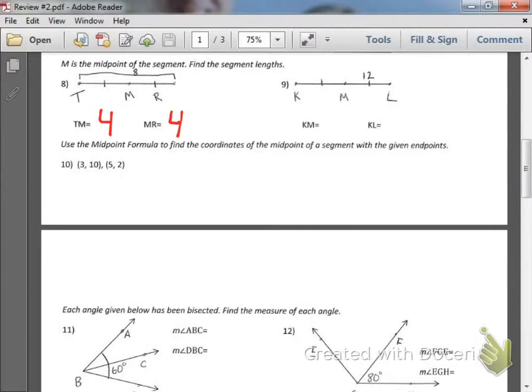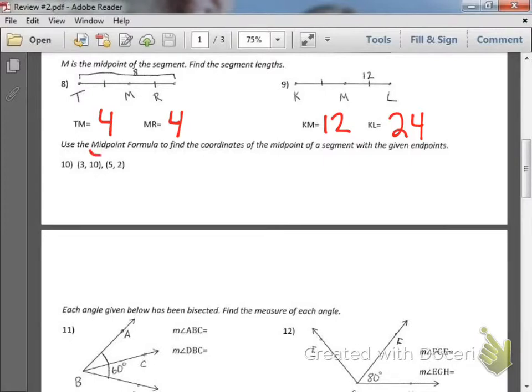Alright, this other one's a little different though because now I'm only giving you one of the halves. So if M is the midpoint, how long is this guy over here? 12. Also 12, and then the entire thing is 24. Good. So just depends on the type of question you're being asked. Any questions on those? That's when you're given the midpoint.